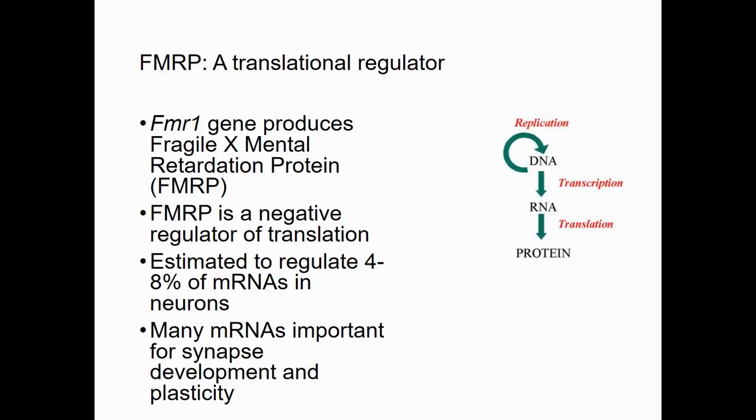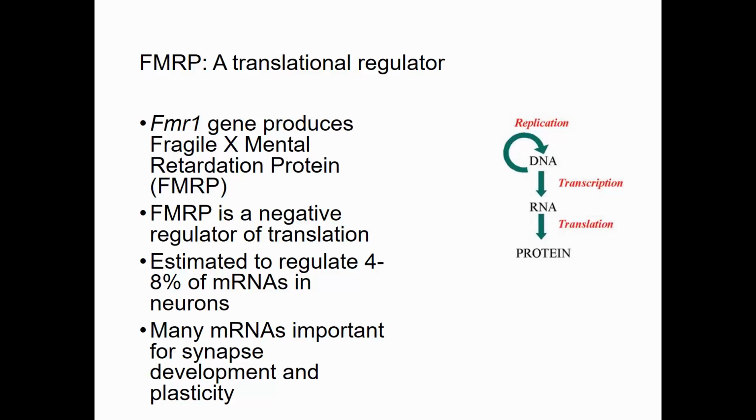So, as I mentioned in the last lecture, Fragile X syndrome is caused by mutations in the FMR1 gene. This gene normally produces this protein, Fragile X mental retardation protein, or FMRP. And very generally, this FMRP protein is a negative regulator of translation.